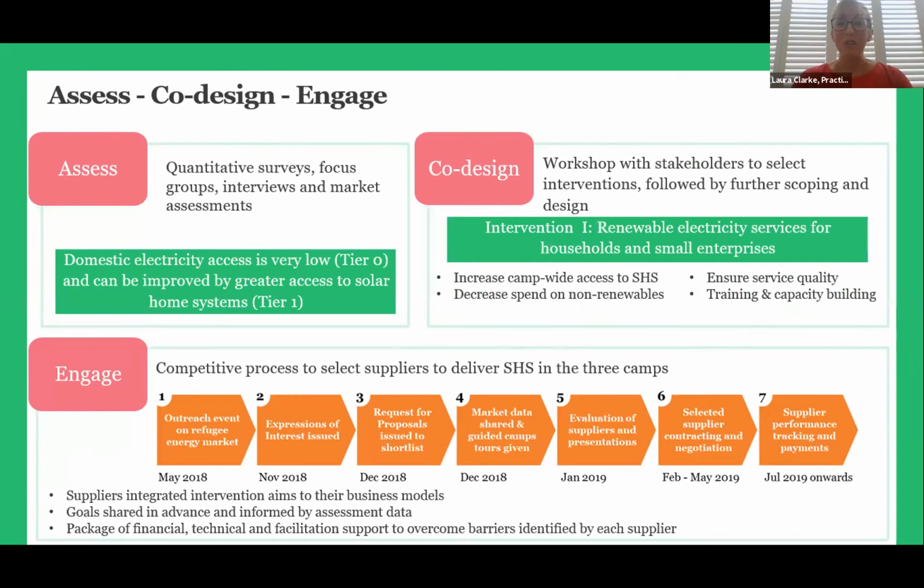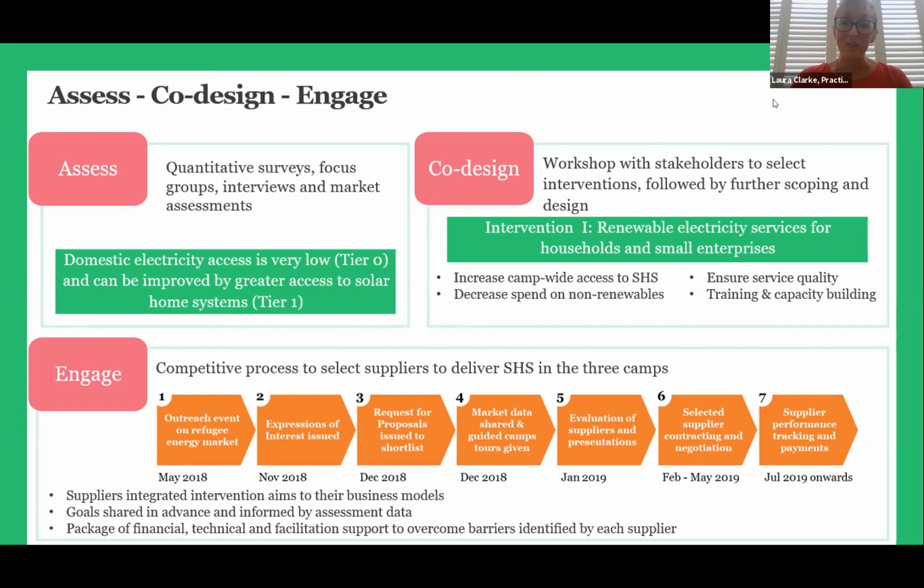So building on the assessment phase, we went through the co-design process where we formulated a suite of interventions, one of which was to increase camp-wide access to solar home systems. We also established some secondary aims for that intervention: to decrease spend on non-renewables, to improve the quality of energy access in households, really to get towards tier 1, and to provide training and capacity building alongside that.